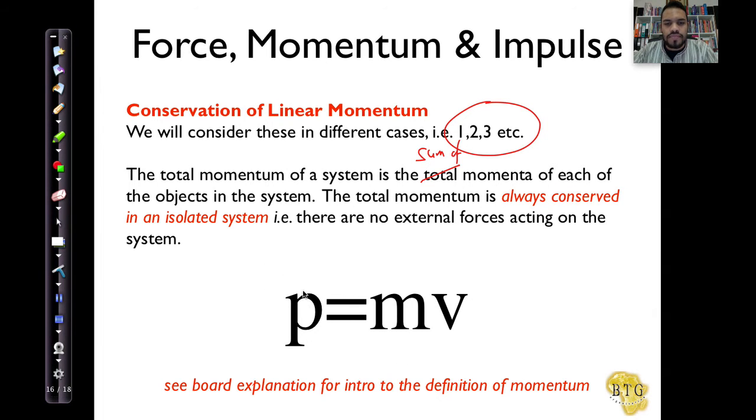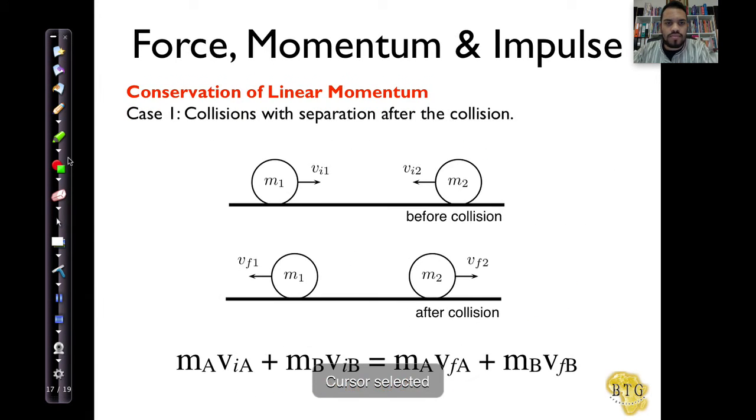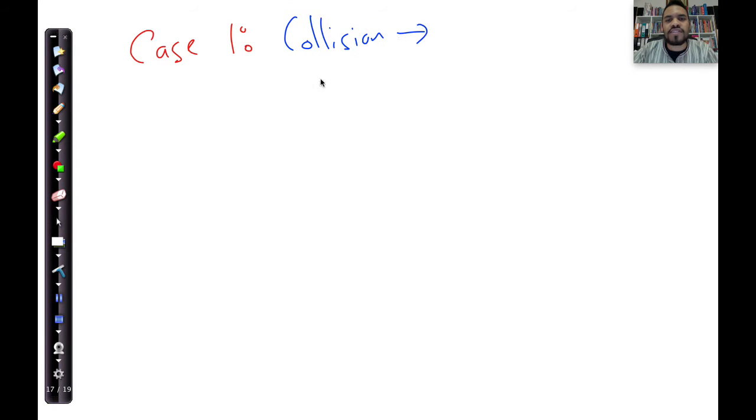Right, I've already done the intro explanation with you, and there's the formula for the momentum of an object. Momentum of an object. Right, so let's start looking at the first case. Okay, so let's take notes and make sure you're working with me. Case 1. Case 1 is where we will consider a collision, right? Okay, but a specific collision.